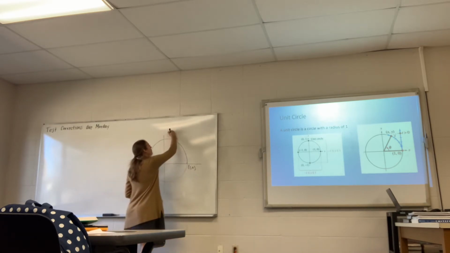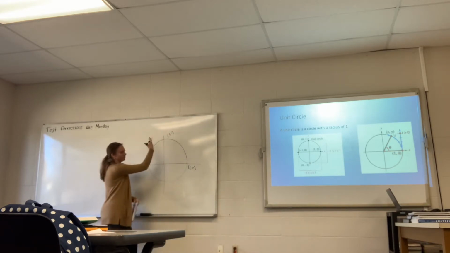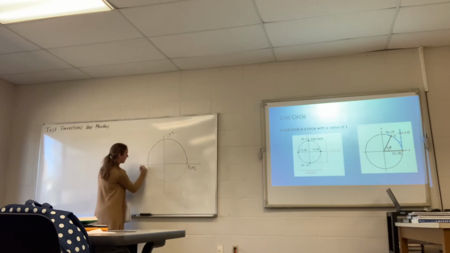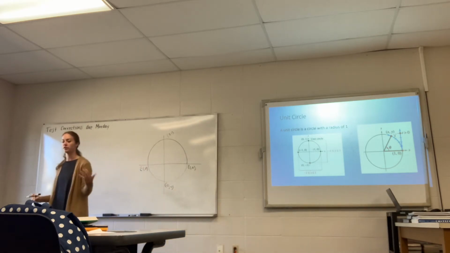Okay, then up here we'd be at (0, 1). Because if I keep swinging my radius of 1, over here I'd have a point at (-1, 0). And then down here, this point would be at (0, -1). So those are all of your points on your unit circle.